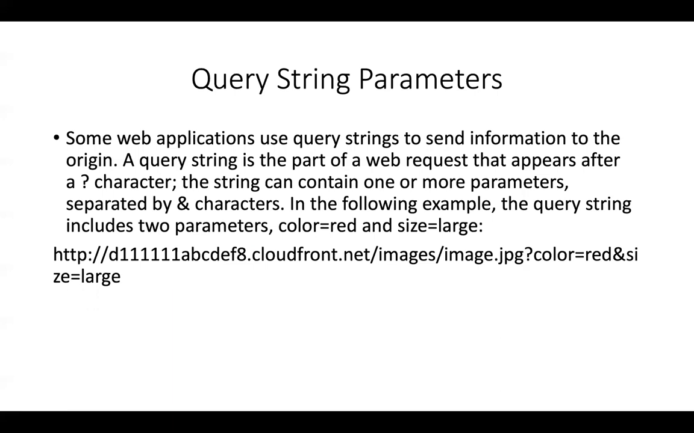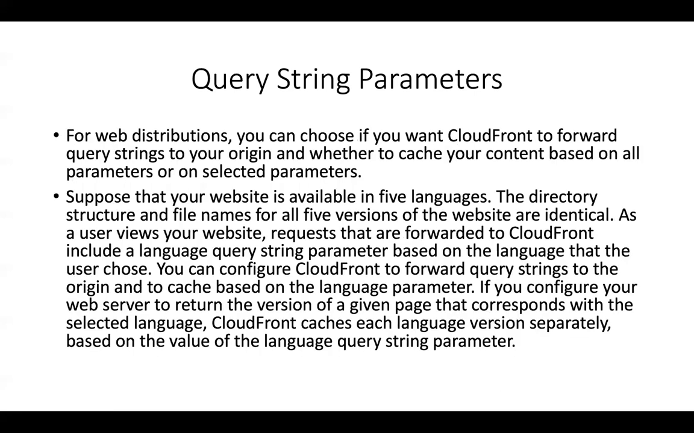Now based on this, how would you possibly forward content? There is one example that is going to give you much more clarity. Suppose you have a website that is available in 5 different languages, and the directory structure, file names, and file versions are all the same for the different bucket contents that you have for serving your website in 5 different languages. As a user views your website, the requests are forwarded to the CloudFront distribution to include the language query string parameter.